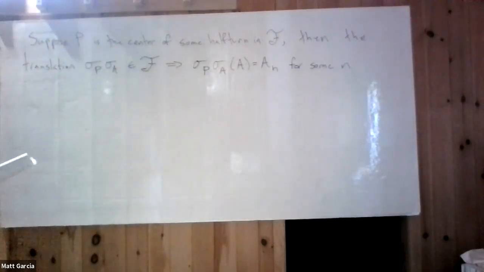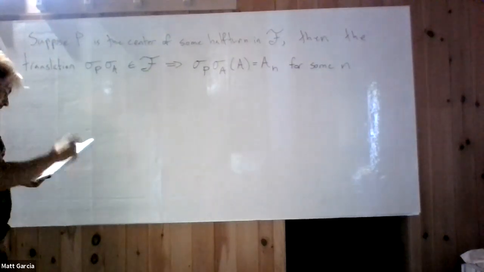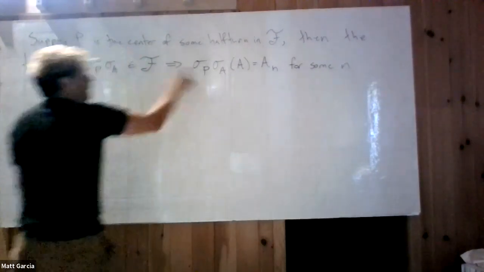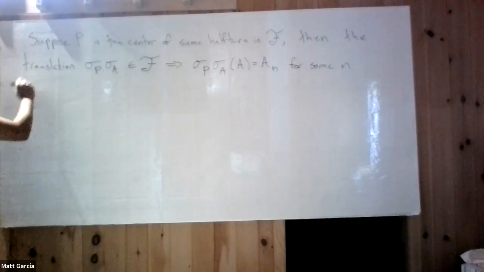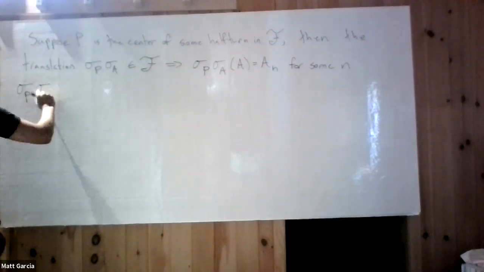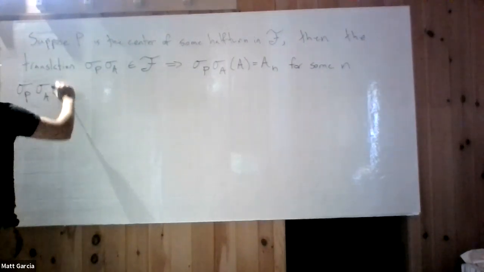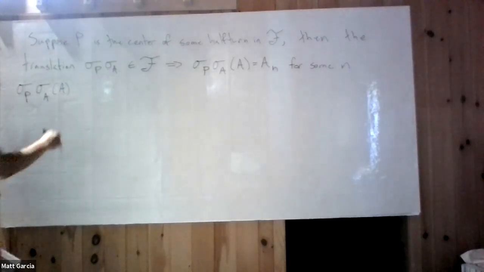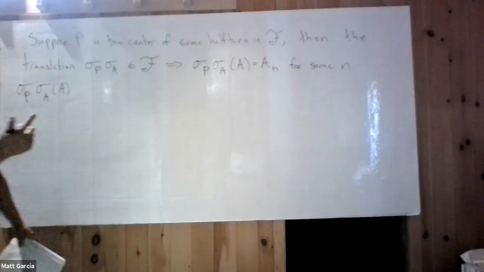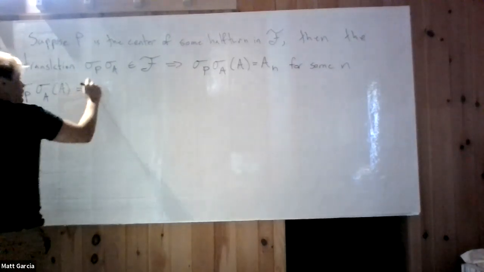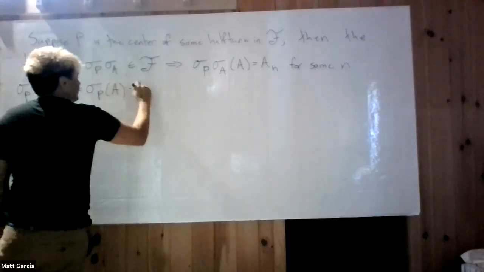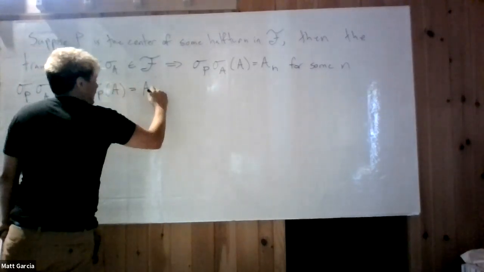Okay, so let's unpack this in a different way. If we were to compute this directly, what would we get? We get sigma P, sigma A of A. Sigma A of A is just A, because A is the center of this half turn. It's fixed by that half turn. So we get sigma P of A is equal to A_N.